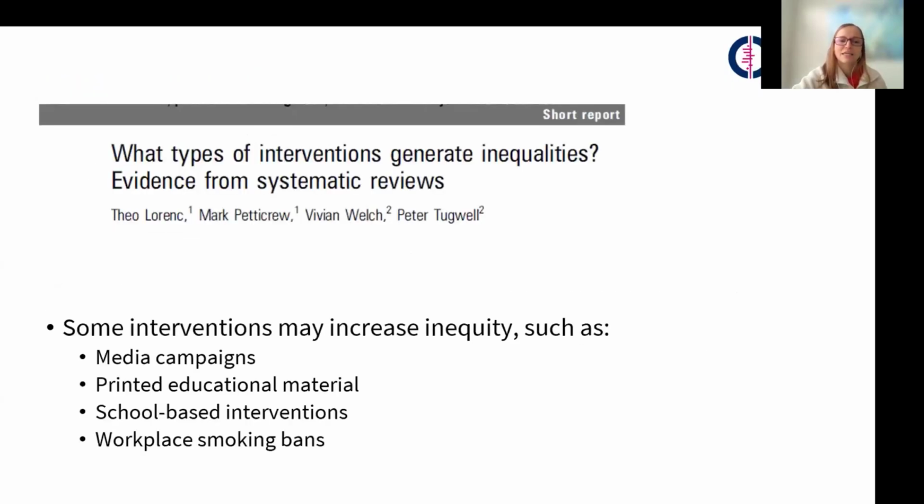And then keeping these PROGRESS characteristics in mind, it's also important to think about whether an intervention itself can also generate health inequalities or worsen health inequities. So some examples of these could be things like media campaigns or printed educational materials, if these are your intervention, as these could increase inequities because of differences in education or health literacy levels. So just keeping that in mind when we're thinking about our systematic reviews. Next slide.